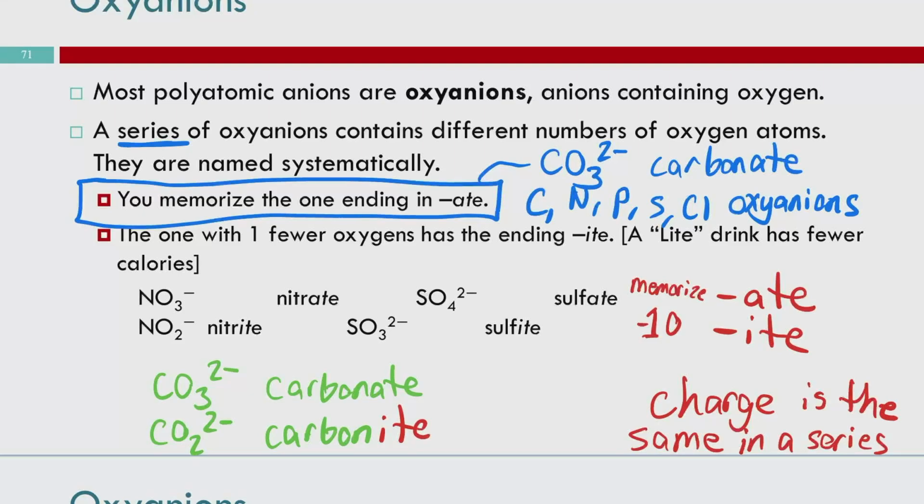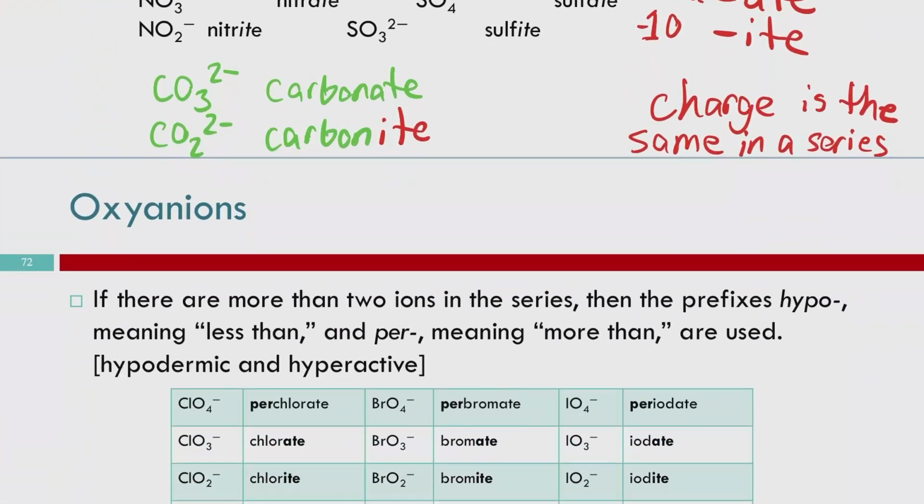So if you look at nitrate versus sulfate, nitrate is NO3 minus. It's got the ATE ending. Sulfate is SO4 2 minus. It also has the ATE ending. They have different numbers of oxygens. They have different charges. We can't just memorize that the ATE form has a 2 minus charge or a certain number of oxygens. Unfortunately, it doesn't work out that way. Questions so far about our oxyanions?